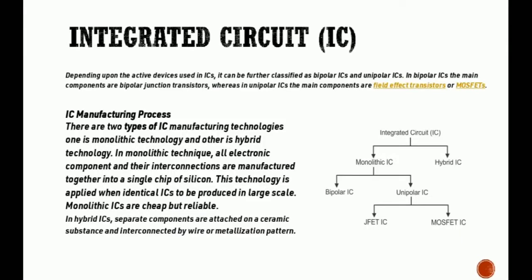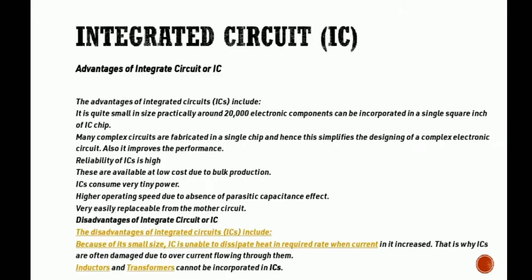So we have two types of integrated circuit manufacturing technology. One is monolithic technology and the other is hybrid technology. Monolithic is constructed on a single piece of silicon or other semiconductor, then enclosed in a package with connecting leads. Hybrid technology is a circuit on a ceramic substrate carrying one or more silicon chips. So that is the advantages and disadvantages of integrated circuits.